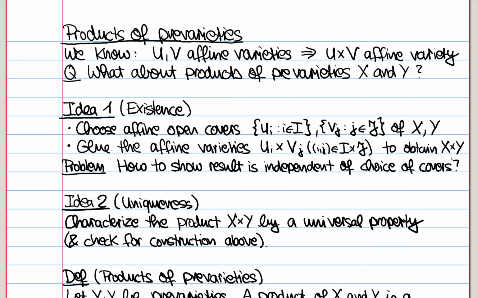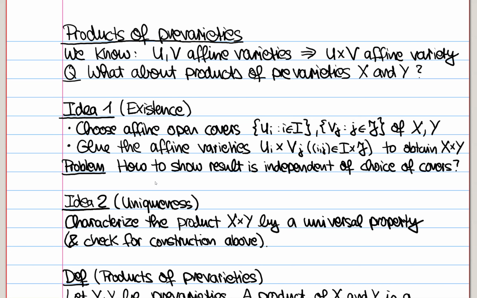But in fact, a much nicer thing is to use a second idea. And this is more the uniqueness part of this product construction, because it's possible to characterize the product by a universal property. And then by checking that this construction here satisfies this universal property, we automatically get that it's independent of choice, because constructions classified by universal properties give unique up to unique isomorphism results.